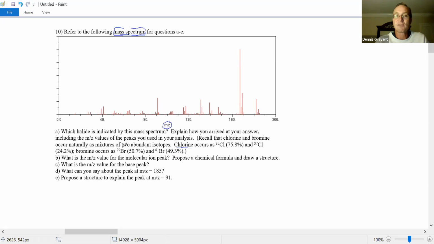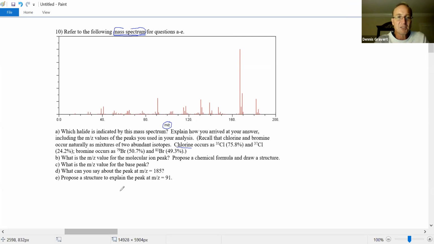Bromine is 79 and 81, also 2 mass units apart, but they're nearly equal, nearly 50% abundance. It's equally common. The probability of bromine showing up in your molecule as bromine-79 or bromine-81 is about 50-50.